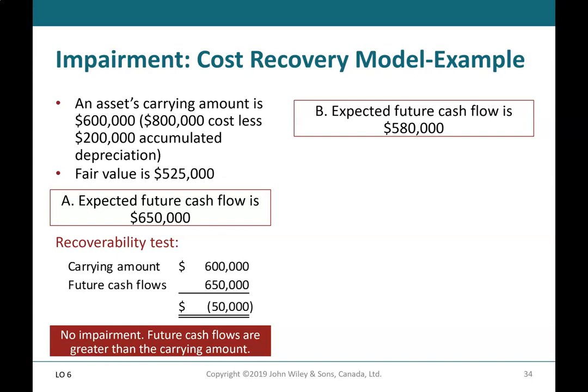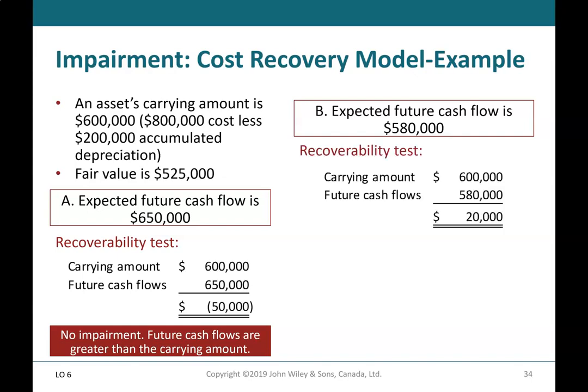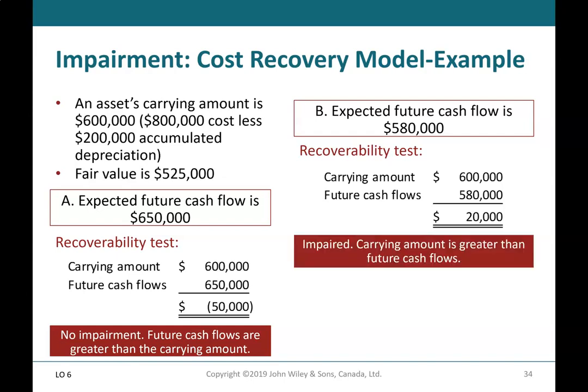B. Expected future cash flow is $580,000. So the carrying amount is $600,000 and the future cash flows are $580,000, which gives you a difference of $20,000. So in this case, it is impaired because the carrying amount is greater than the future cash flows.